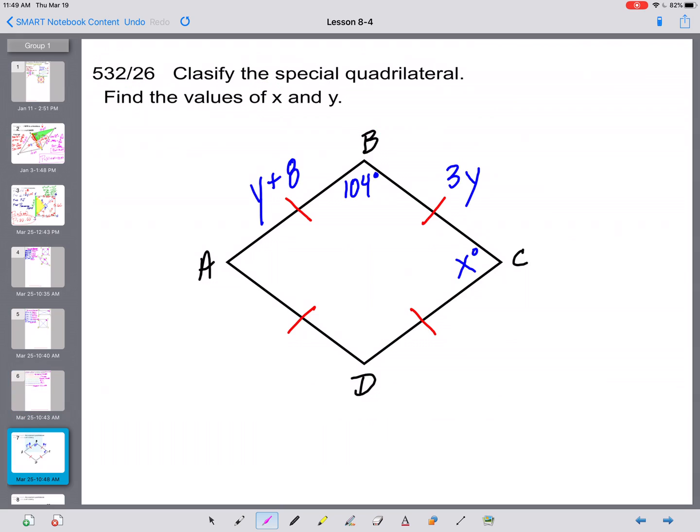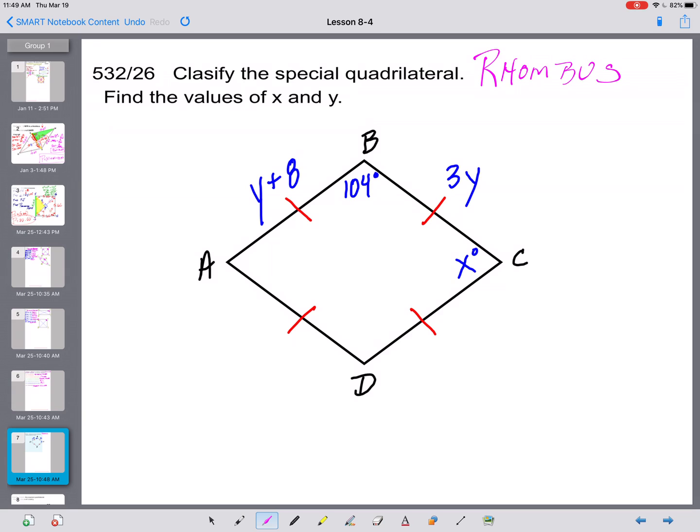Okay, let's look at the next one, 26. It says, classify the special quadrilateral, find the values. Okay, hey, what type is it? First of all, the four sides are the same. The angles don't look like it, but the sides are. Yeah, we've got a rhombus.